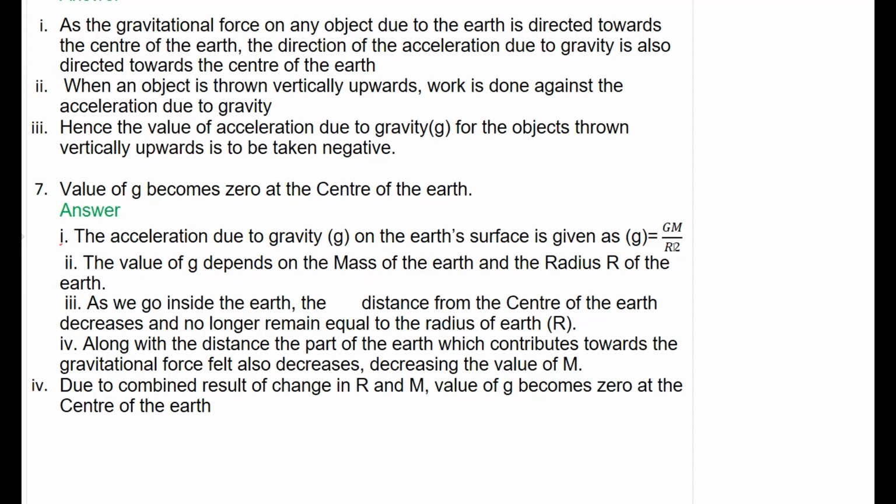As we go deep inside the Earth, the distance from the center of the Earth decreases. The R value will decrease, and the value of M will also decrease, as the part of the Earth above the object is not considered. As a result of this, the value of g will become 0 at the center of the Earth. Due to the combined result of change in R and M, the value of g becomes 0 at the center of the Earth. I hope you all understood the given reason.